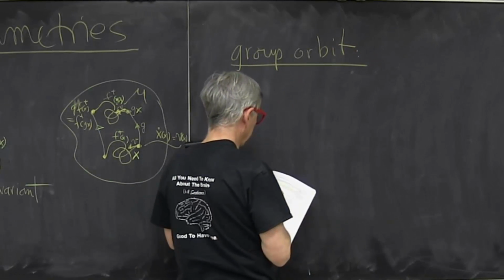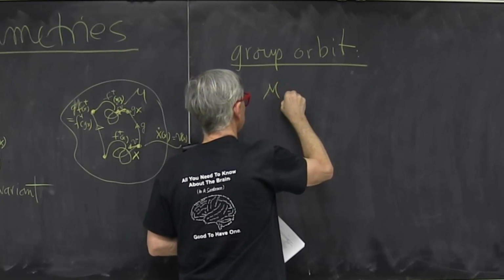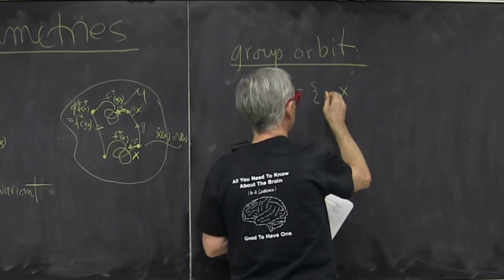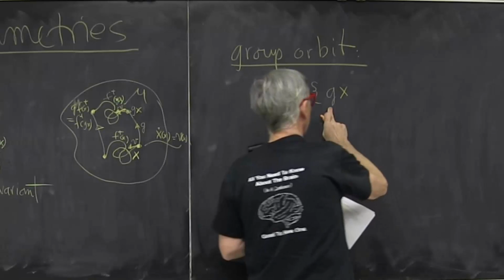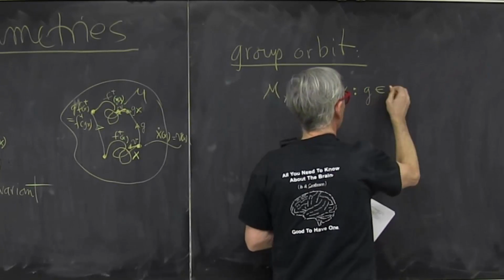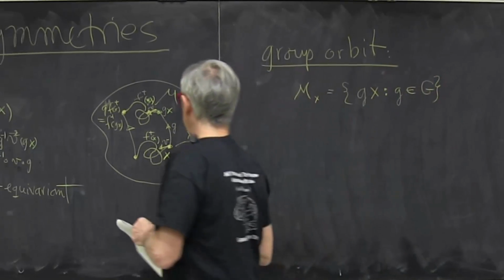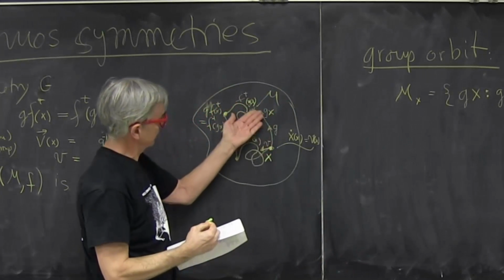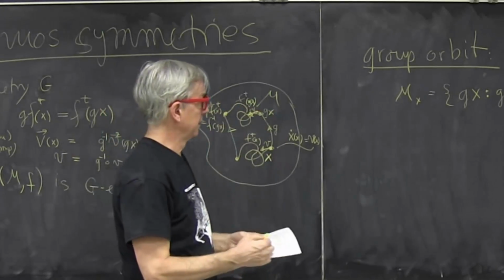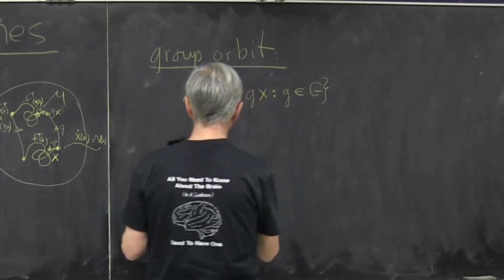The group orbit of point x is the set of all points. I'll label it by point x. This is the set of all points you obtain from point x by applying a group action to it, so actively moving it someplace, for all group actions in a group. But when you have a continuous symmetry, there is a line of these in every direction, for every parameter. The group orbit looks something like that.